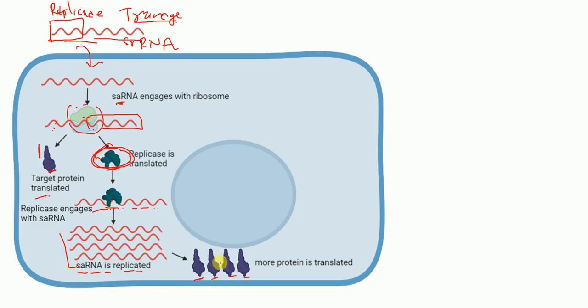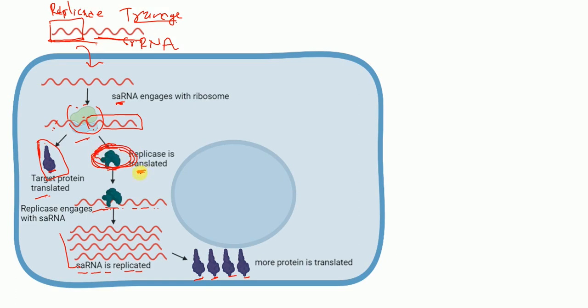Okay, more production of our target protein. So I'll explain once again how self-replicating or self-amplifying RNA functions. Self-amplifying RNA has the sequences for replication machinery and also for our gene of interest. They enter the cell, and inside the cell, this self-amplifying RNA engages with the ribosome first, and from that our target protein is translated and replication machinery is translated.